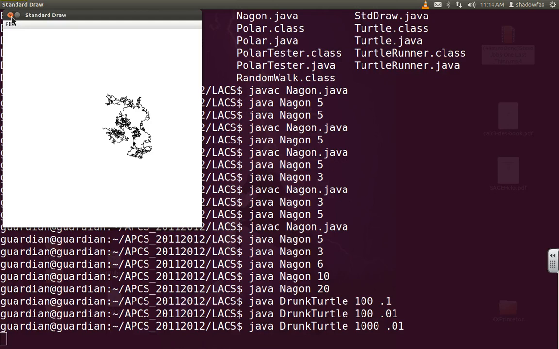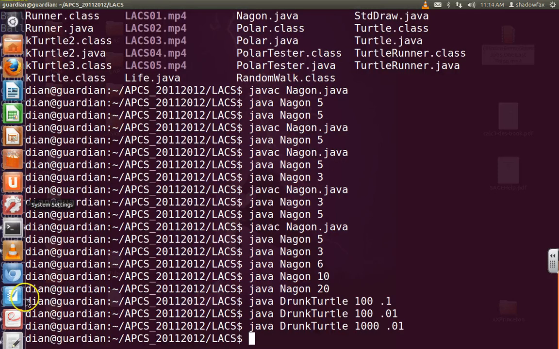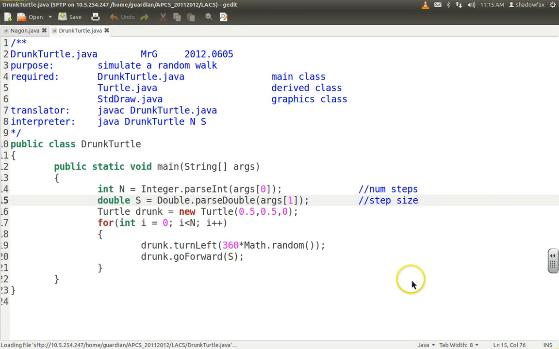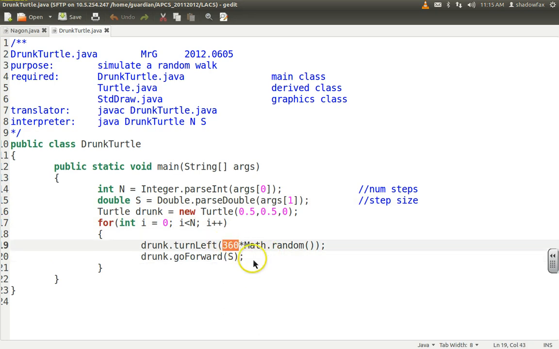Let's see. So here's my drunk. Where is it? DrunkTurtle. All right, so here it is. Now, do you have this? All right. So args[0] is the number of steps. args[1] is the step size. I started at 0.5, 0.5 for the turtle, and then I just went n times, s distance, a random number times 360 every time. Now, what does that mean?